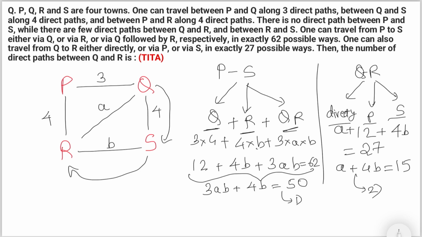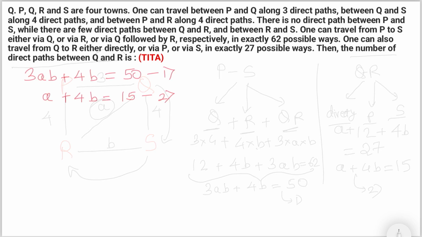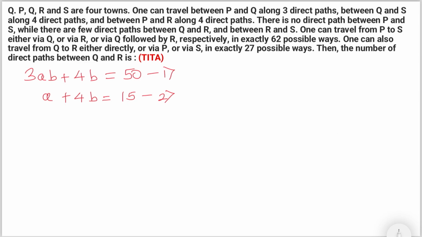Using these two equations, I need to find out the number of direct paths between Q and R. The number of direct paths between Q and R we have assumed as A. So the question is all about finding the value of A, right? So let's see how we do that. Okay, so first of all, I have written these two equations because our prime focus is now to find the value of A. Now we start by subtracting the second equation from the first.